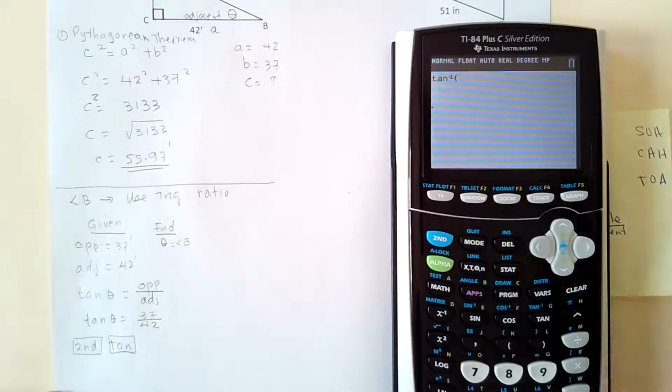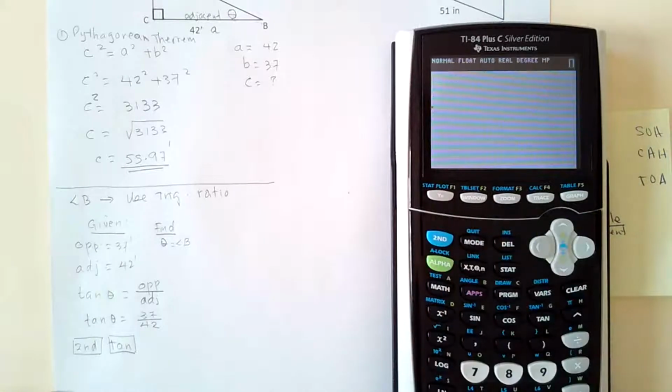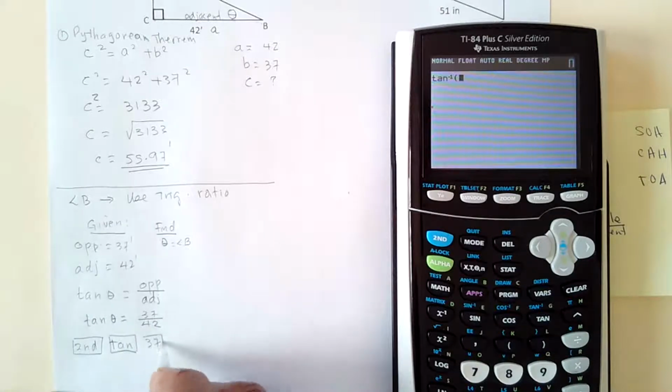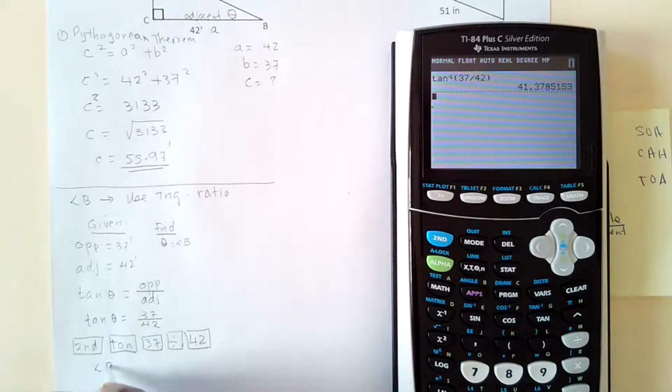And always remember, you must be in degree mode. So I have 37 divided by 42, close bracket, press enter. So that would give me angle B is equal to 41.38 degrees. Notice I'm rounding to 2 decimal places.